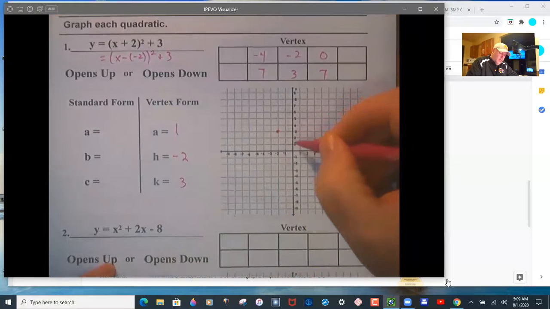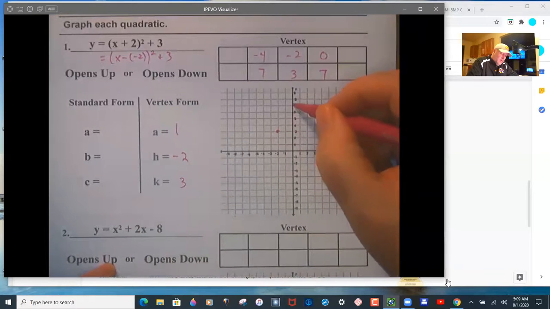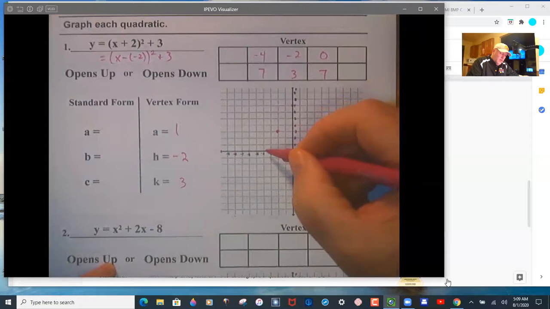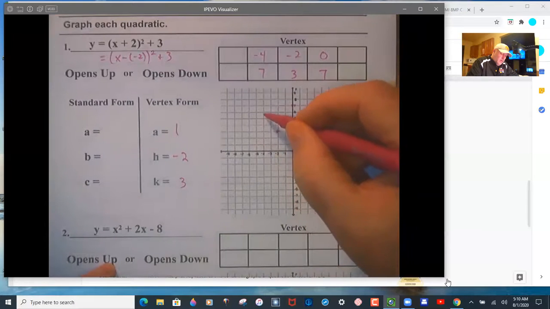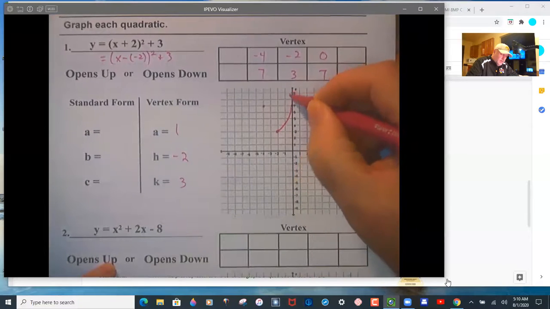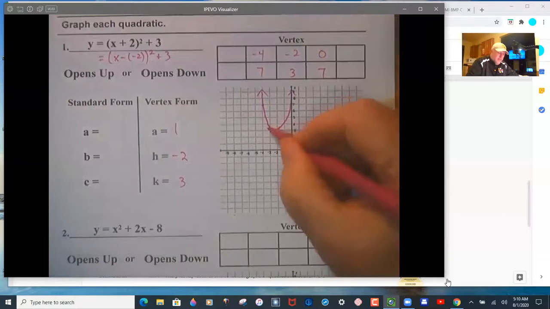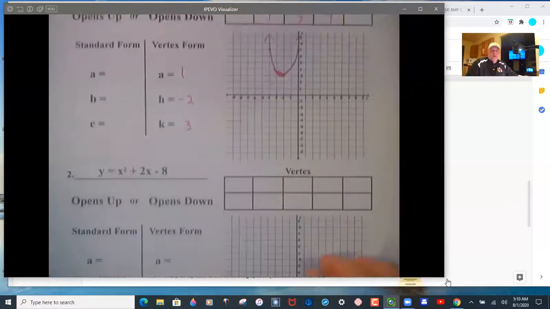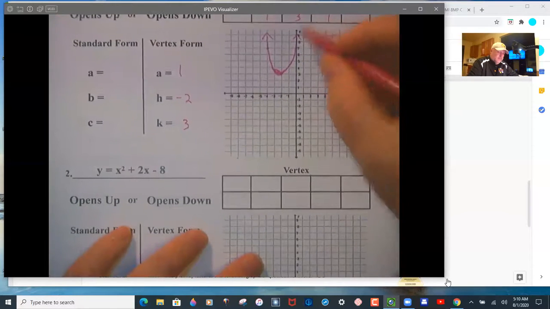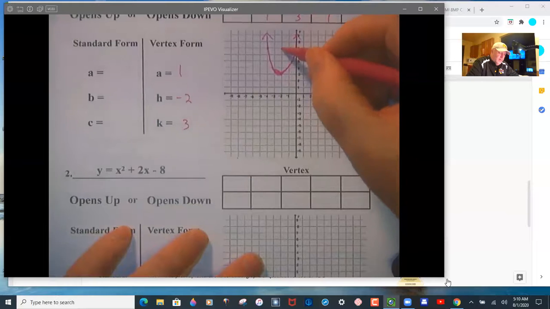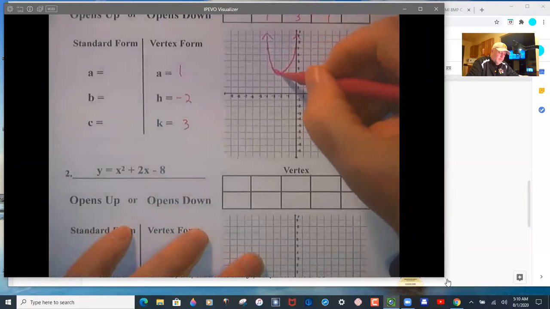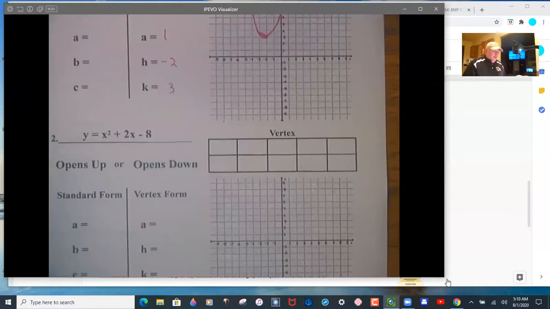And then 0, 7, and then -4, 7. And this is opening up, so we will do our best to get a graph that's curving upwards. A little lopsided there, but nonetheless 2 and 2 away from the vertex.